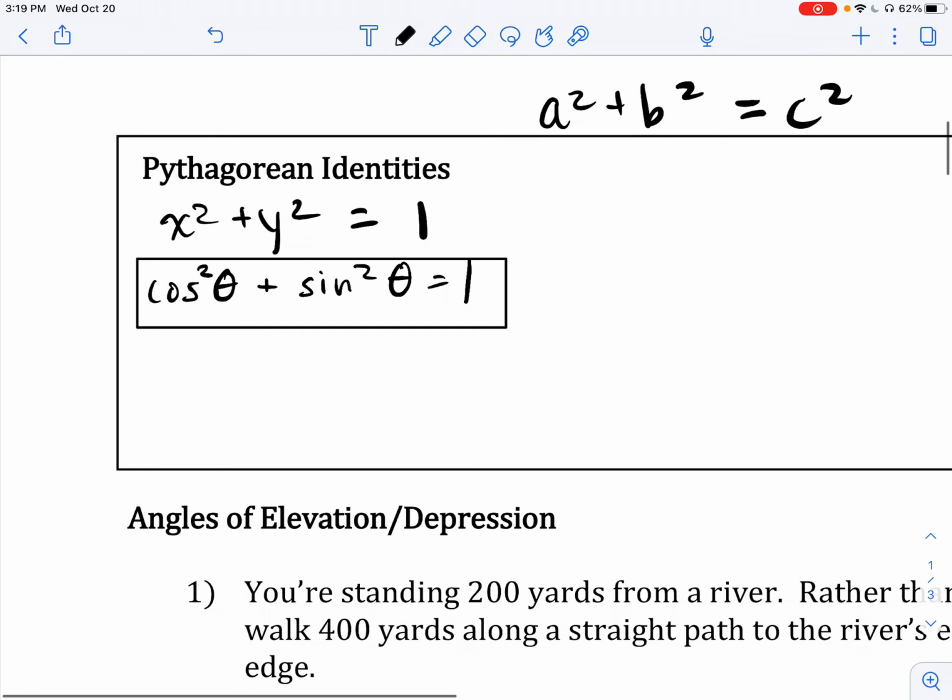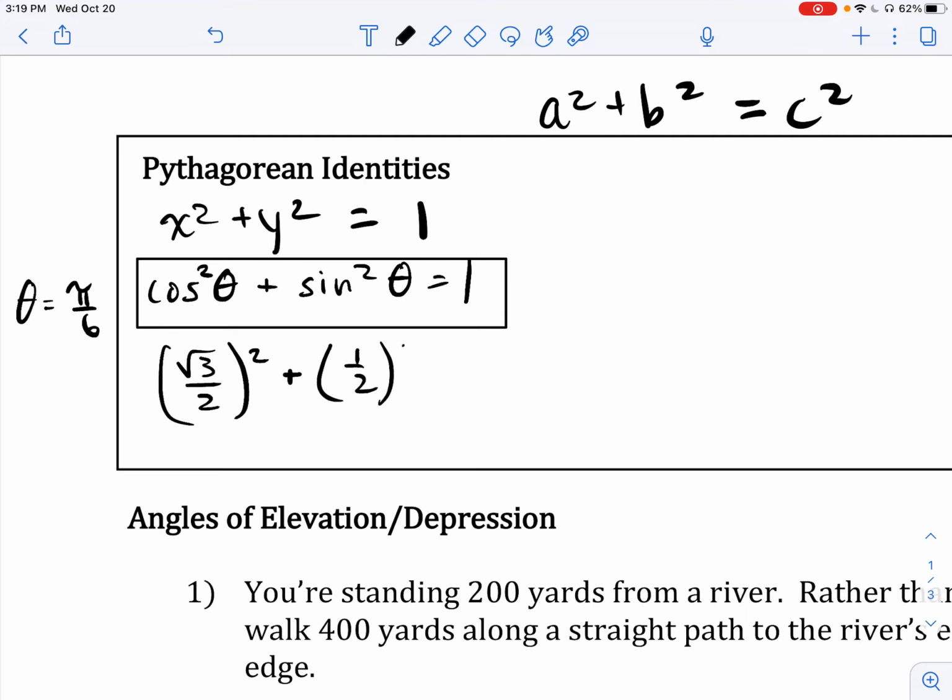Let's say, for example, that theta were equal to pi over 6. Well, cosine of pi over 6 is root 3 over 2, so I'm going to square that. Sine of pi over 6 is 1/2, square that. Is that indeed equal to 1? Well, yeah, that gives me 3/4 plus 1/4, and that indeed equals 1. So that's the idea of the trigonometric Pythagorean identity.